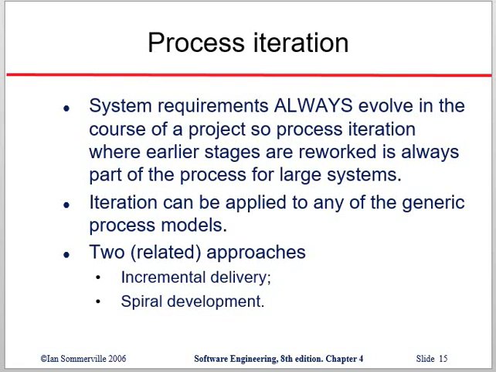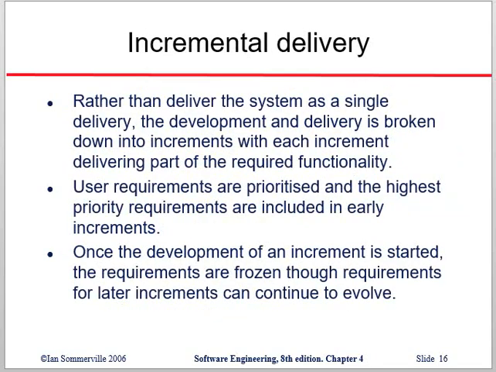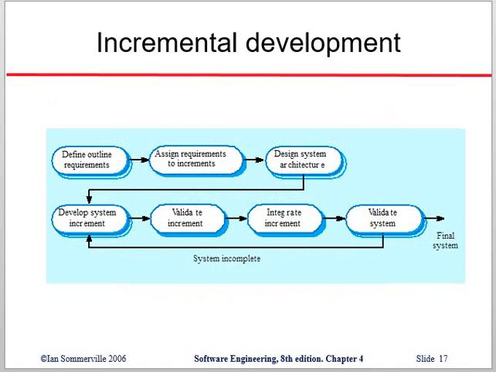In incremental delivery and the spiral delivery, we have some differences. In the incremental model, rather than delivering the system as a single delivery, the development and the delivery is broken down into increments, with each increment delivering part of the required functionality. It means first of all we need to divide the requirements part by part and apply the development process.